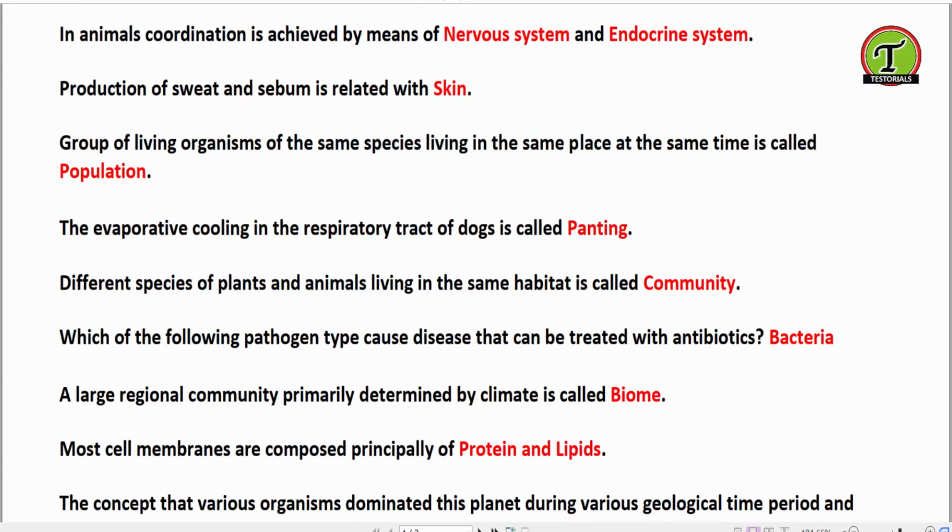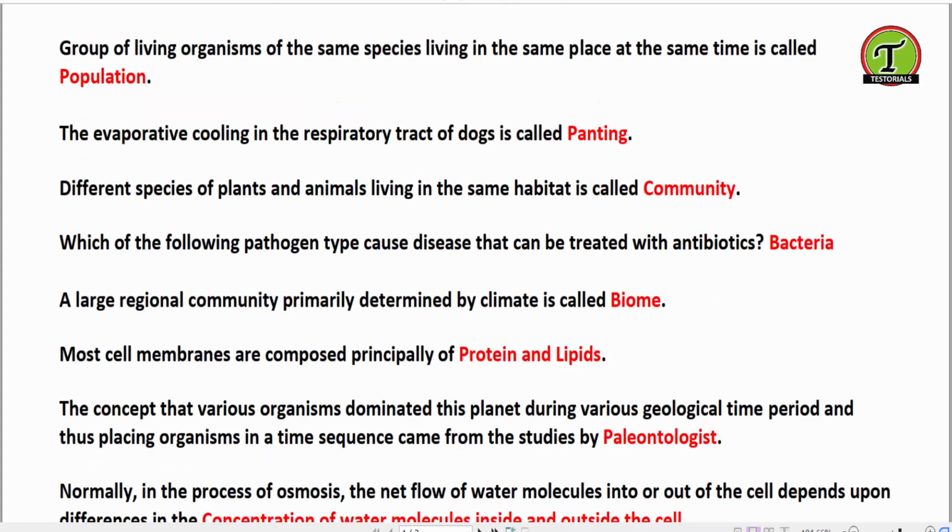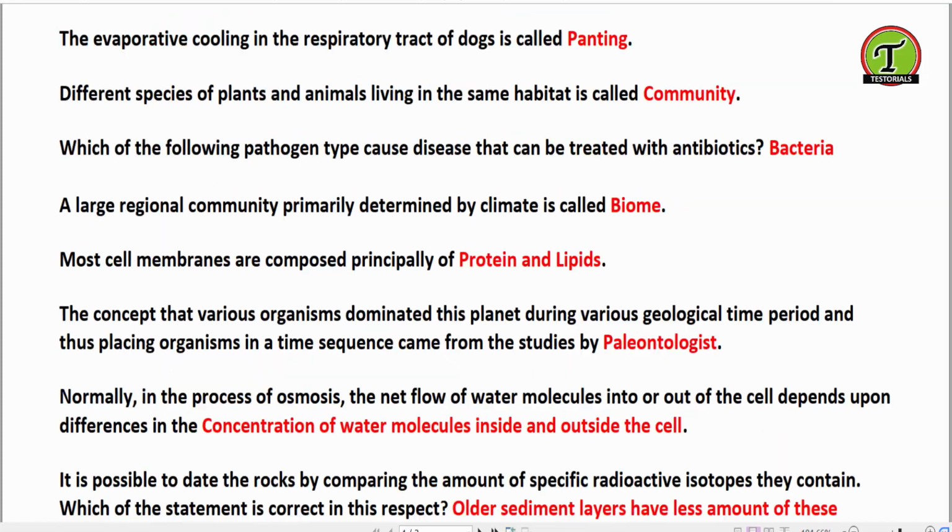Production of sweat and sebum is related with skin. Group of living organisms of the same species living in the same place at the same time is called population. The evaporative cooling in the respiratory tract of dogs is called panting. Different species of plants and animals living in the same habitat is called community.